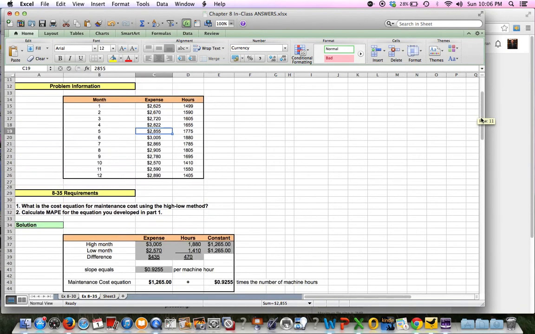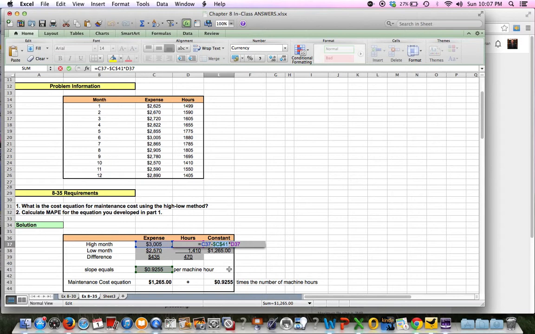And so based on the data here, you can see here that we've picked C20, which is month 6, June, at 3005. The corresponding hours for June are 1,880. The low month is 2,570, which is the month of October, and the low number there is 1,410. And so the difference then is 435 and 470.